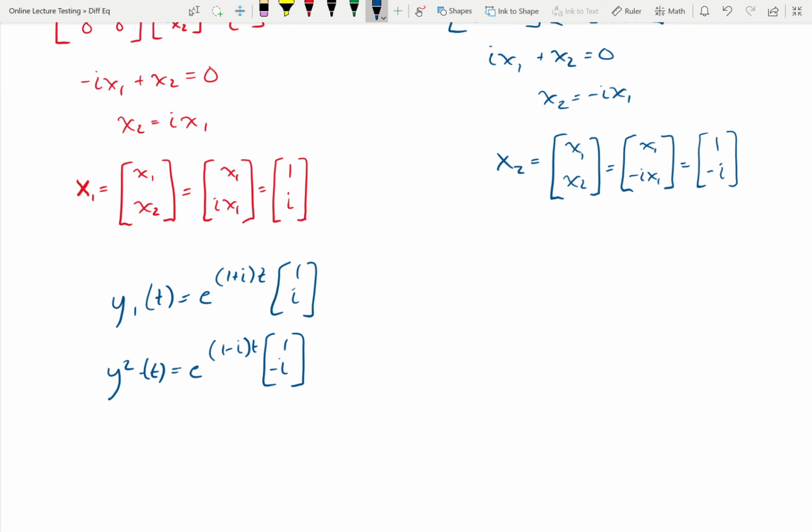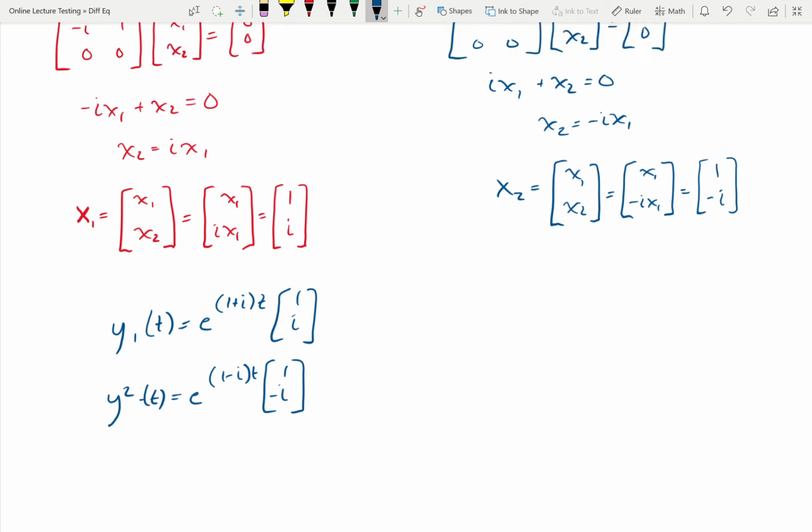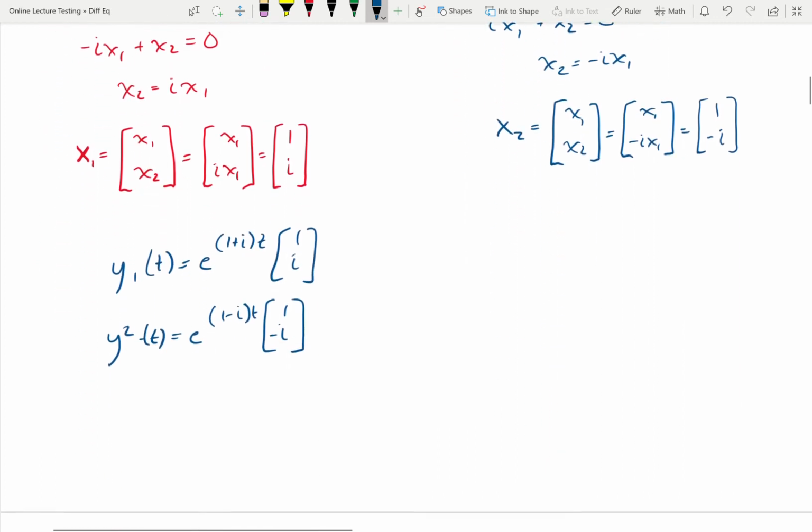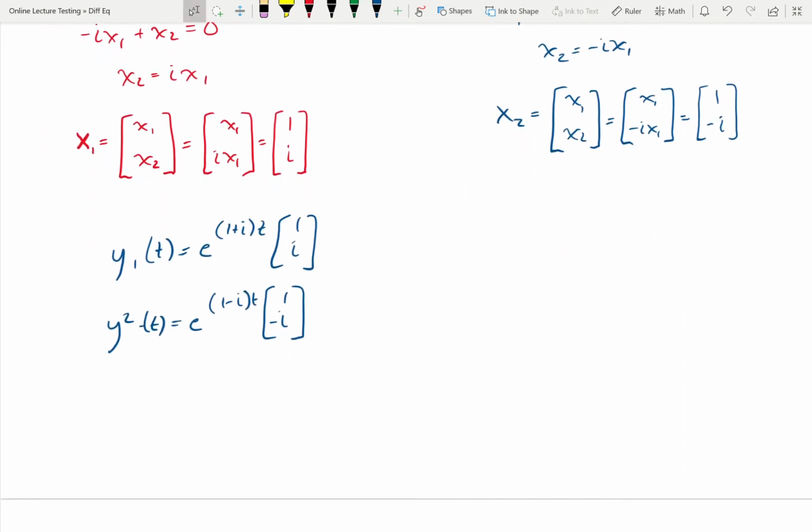Once we verified this, we found that these guys are linearly independent because they have different eigenvalues, so this is great. So everything's working out well for us. So we could say then our psi is of the form e to the 1 plus i of t, i e to the 1 plus i of t, and then e to the 1 minus i of t, negative i e to the 1 minus i of t.